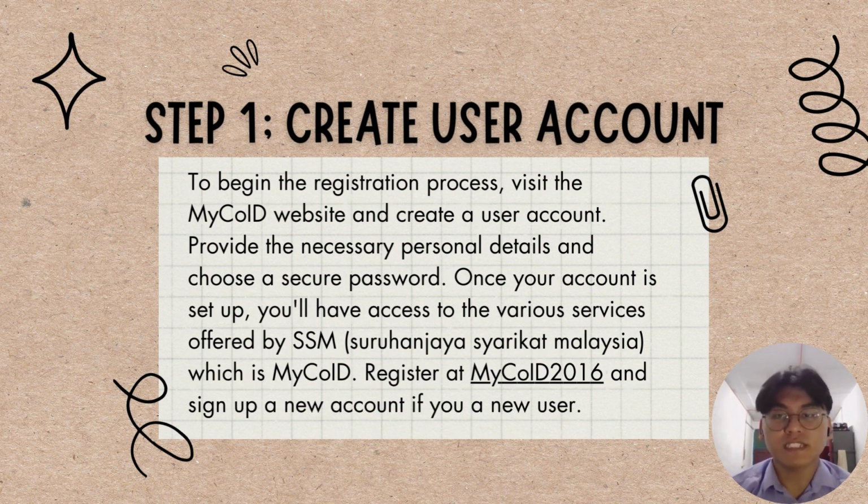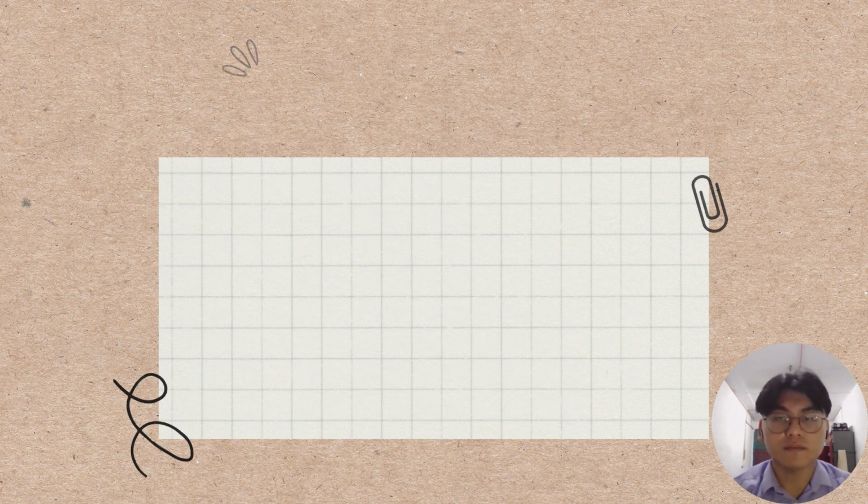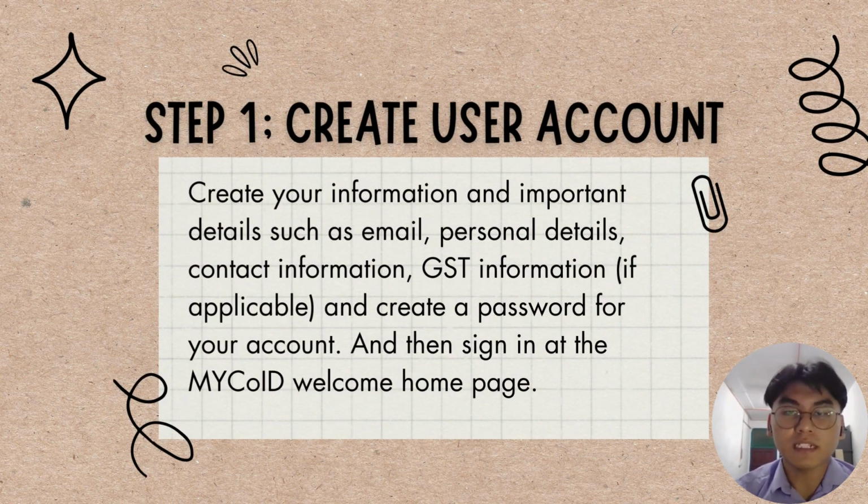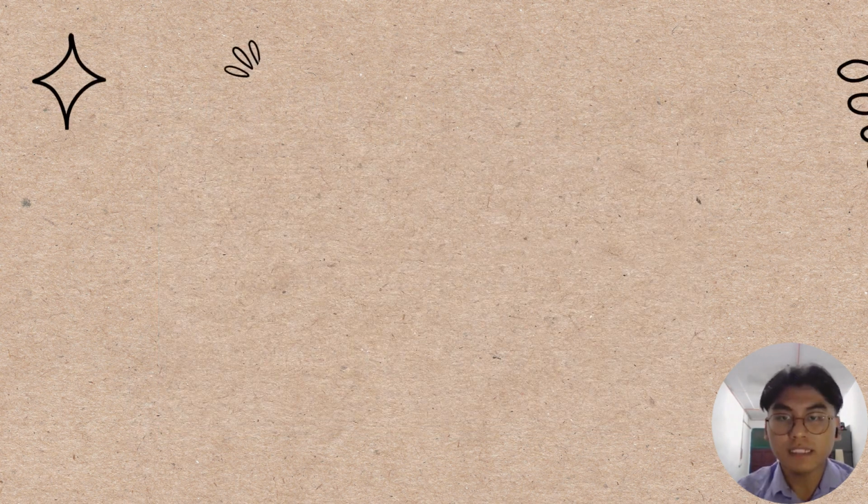To begin the registration process, visit the MyCoID website and create a user account. Provide the necessary personal details and choose a secure password. Once your account is set up, you'll have access to the various services offered by SSM, which is MyCoID. Register at MyCoID 2016 and sign up a new account if you are a new user. Then, enter your important details such as email, personal details, contact information, GST information, and create a password for your account. Then, sign in at the MyCoID homepage.